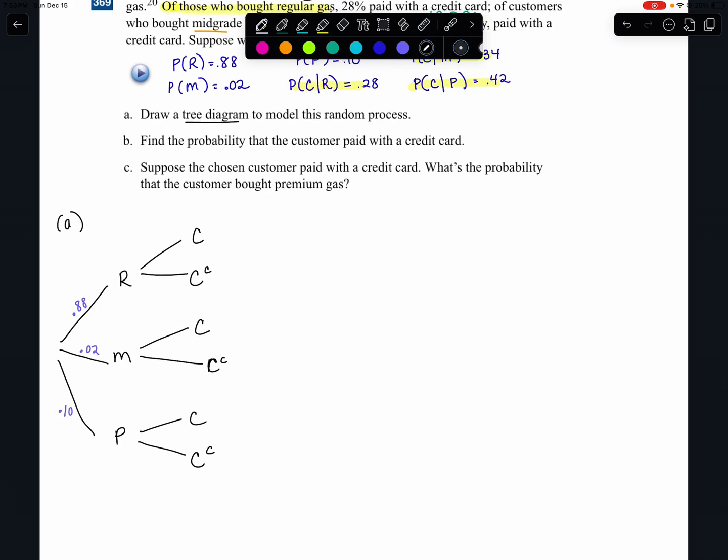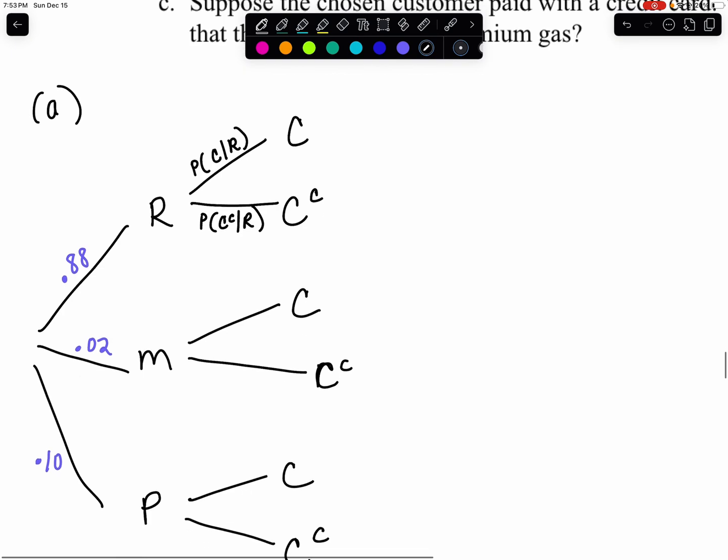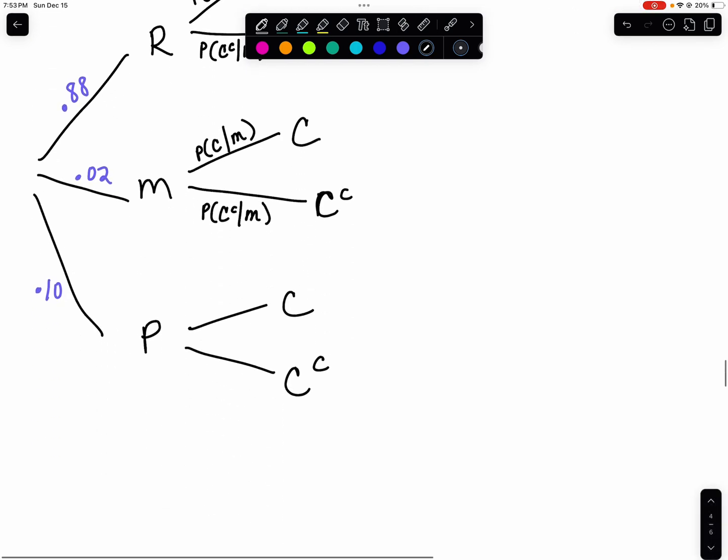All right, and if it helps you to write this out, then write this out. This branch represents that they're paying with a credit card given that they got regular. Okay, this is that they don't pay with a credit card given that they got regular, and then so on and so forth. So do that if it helps you see where to put the numbers better. I'm just filling them in. Credit card given they got premium.